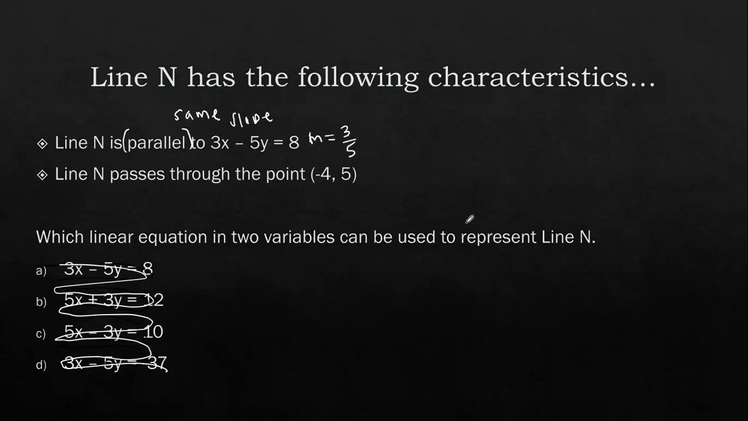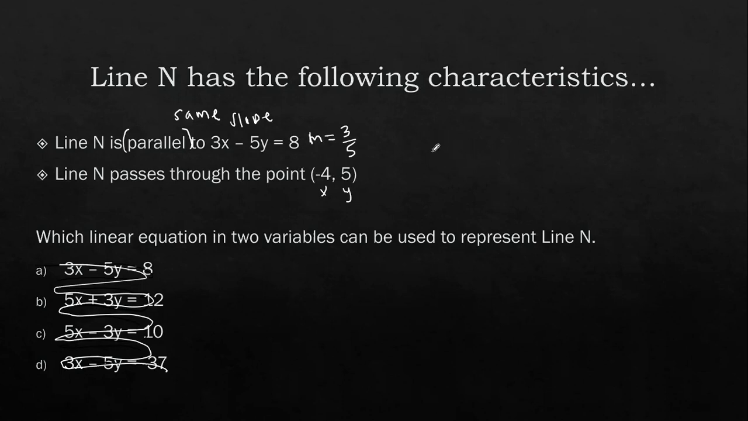Okay, so I know my line is going to have a positive 3/5 slope. And it passes through the point -4, 5. Well, that's an x, and that's a y. My answer choices are in standard form. So can someone tell me maybe how would I set this up to figure out what my equation would be? Anais?